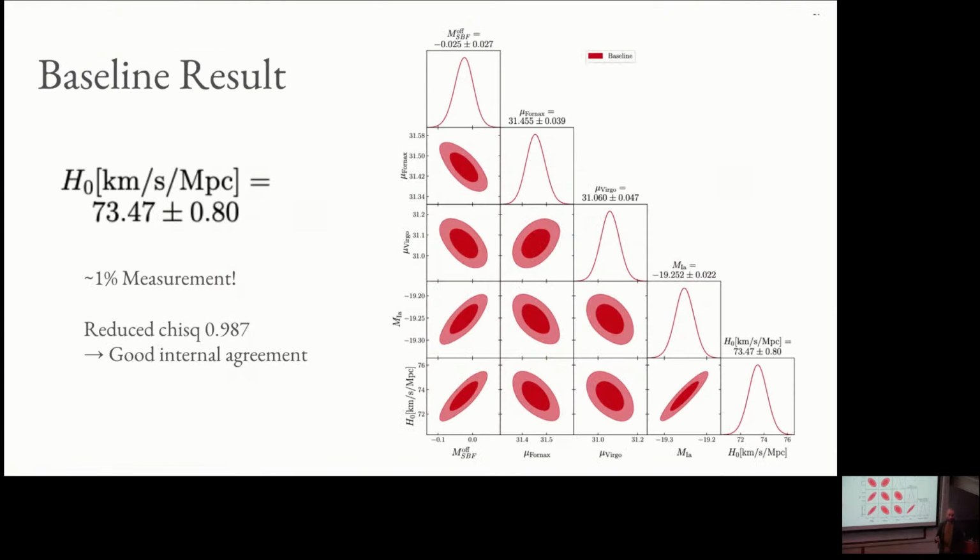And that brings us to our baseline result. You can combine everything now. It looks good. It's in agreement, and we get 73.5 plus or minus 0.8. That's a 1% measurement. The reduced chi-squared is about 1. And we find good internal agreement, so that was exciting to see.